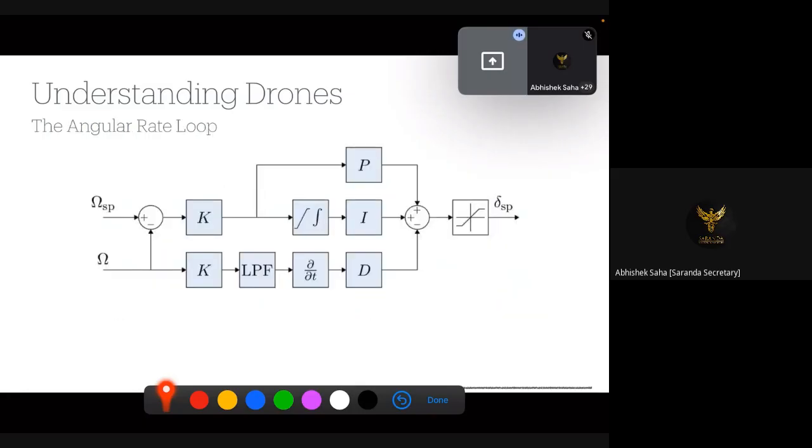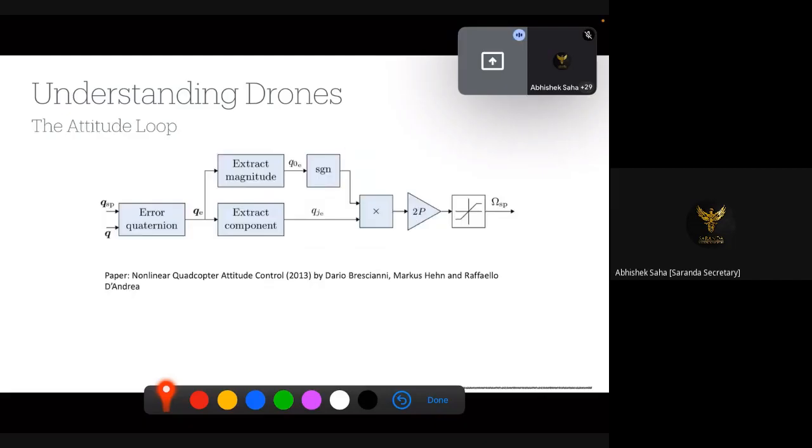So an example of the angular rate loop: you have the set point, you have the actual angular speed. This is basically the derivative controller. This is the proportional part, and this is the integral part, which together go through a saturator to generate the moments, the attitude moments.